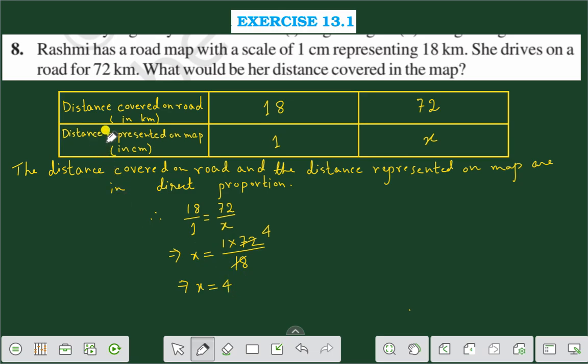Or here you can write that the distance represented on map in centimeter, x, is equal to 4 centimeter. What would be the distance covered in the map? Therefore, the distance represented on map is 4 centimeter.